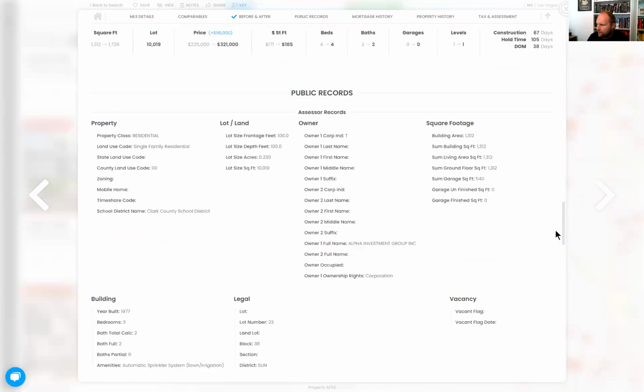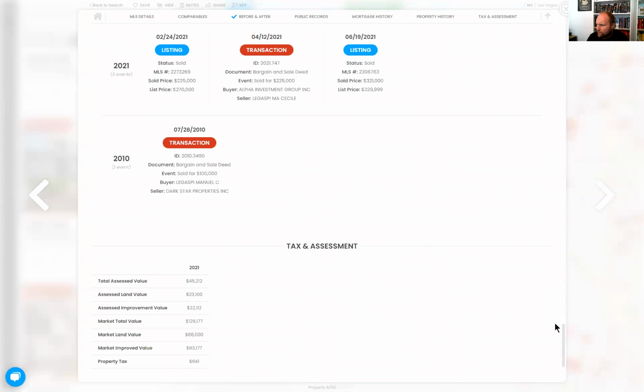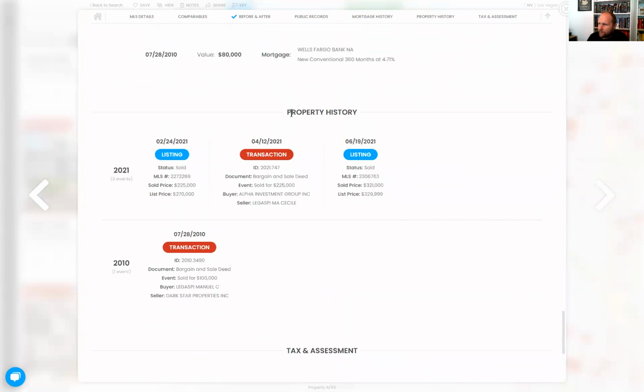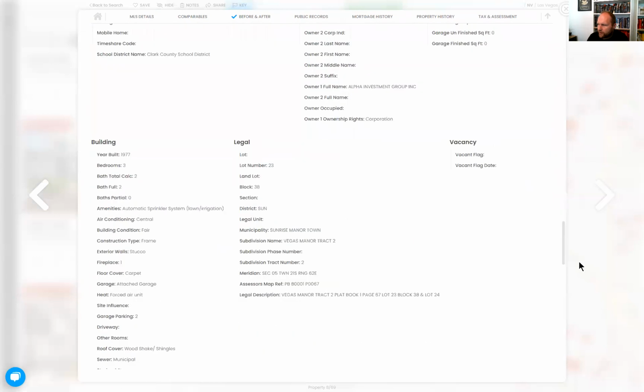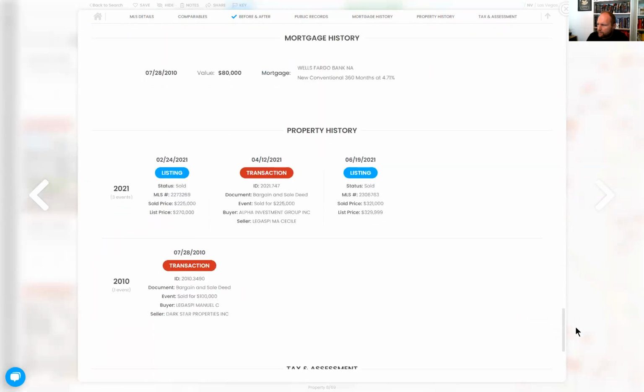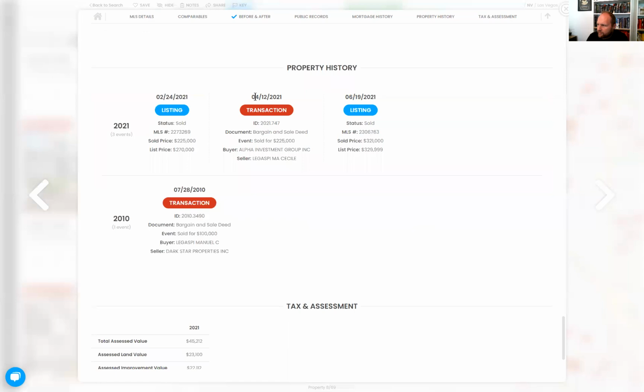If we scroll down here, we can get the property history. And this is kind of cool. So notice if we review back up here, it was on the market in April, right? And then it sold in July. So in April, here's the transaction. So the seller, this was probably the homeowner. Here's the people that bought it to fix and flip it. So I would take this person's name or this company, this Alpha Investment Group, Inc.